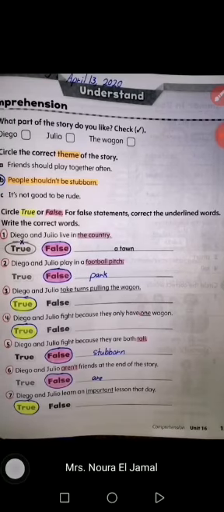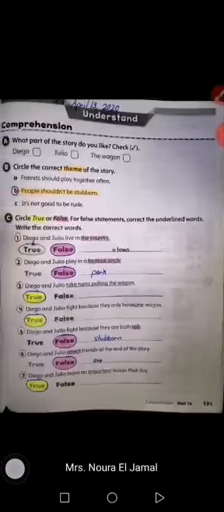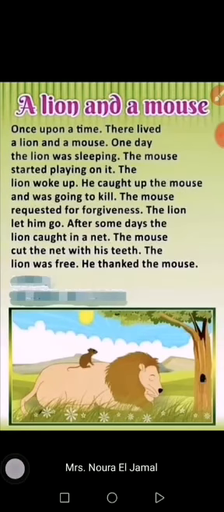Now let's move to an exercise. You will do it alone. A lion and a mouse. Once upon a time, it means one day, there lived a lion and a mouse. One day the lion was sleeping. The mouse started playing on it. The lion woke up. He caught the mouse. Caught is the past of catch.